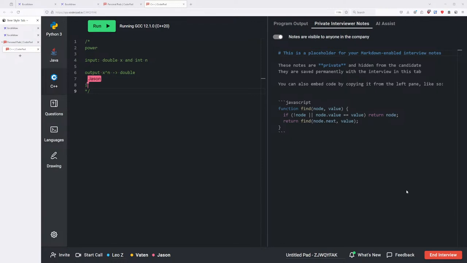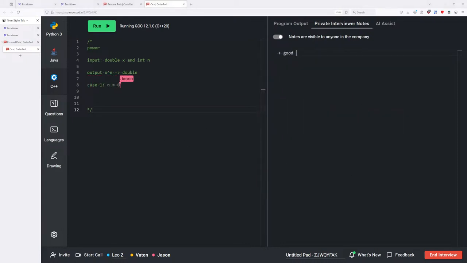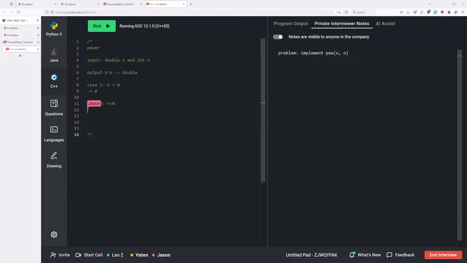I don't really know the format to do it, but let's say case one: if n is 0, then our output would just be 0, if I remember correctly. And then for case two, if n is positive, then we can just do x to the power of n. If n equals 0, the power equals 0, then it should equal 1.